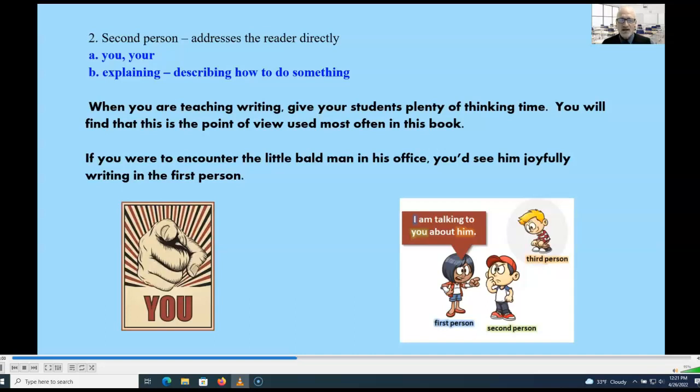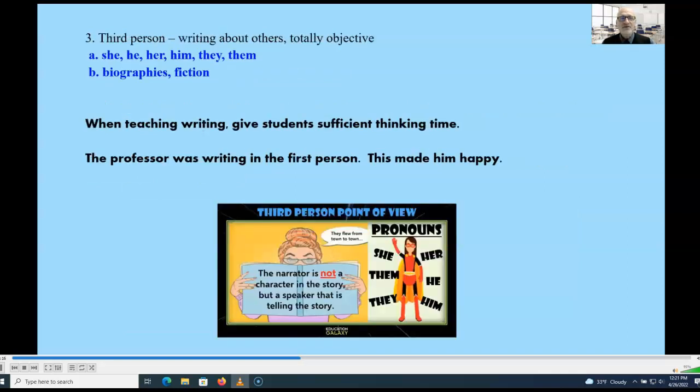If you were encountering the little bald man in his office, you'd see him joyfully writing in the first person. You see this occasionally in narrative writing, where they say you, bringing the reader into the story or the writing somehow. And the third person, the writer tries to take him or herself completely out of the writing. Personal pronouns are used, if they're used, it's she, he, her, him, they, them, out there. Used with biographies, sometimes fiction, and news stories.